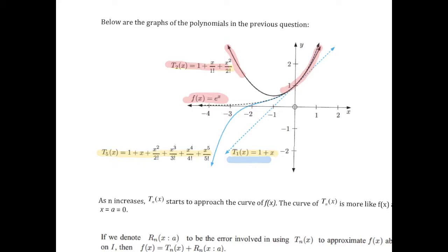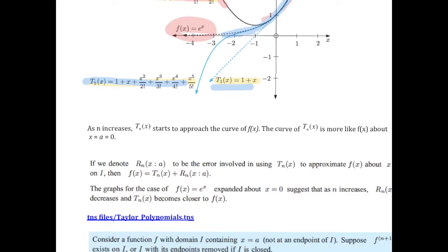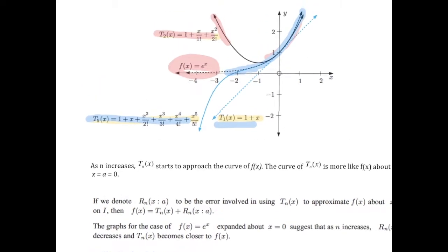Then T5 is looking even better because it's matching it more, up to here almost, because again, I'm comparing it to this dashed black line. But the point is, as the degree of the Taylor polynomial increases, we actually get closer and closer to the real function f of x equals e to the x. As n increases, Tn of x starts to approach the curve of y equals f of x. The curve of Tn of x is more like f of x about x equals a, which equals 0 in this case.